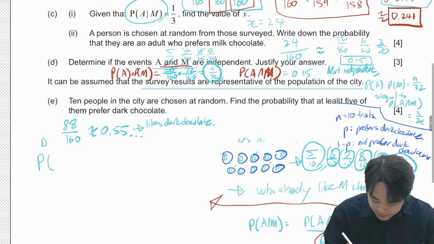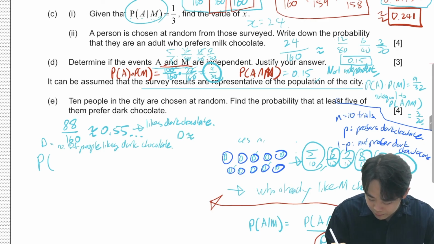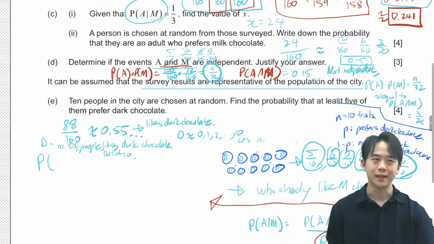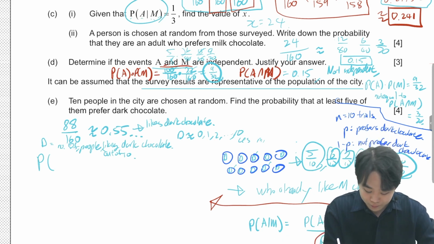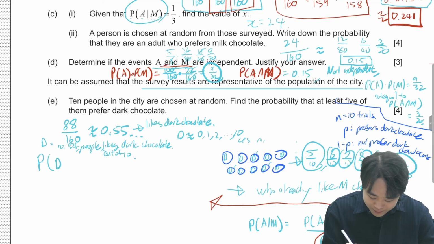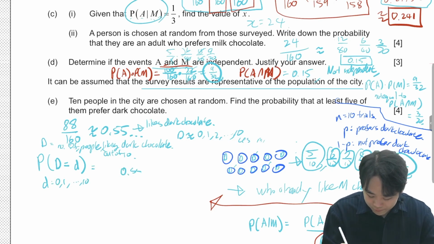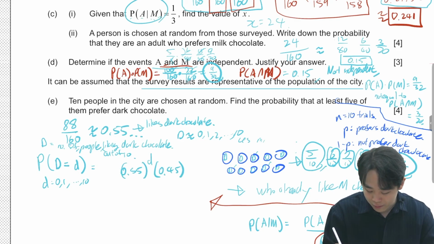So let's say D is going to be the number of people liking dark chocolate. Right? So D can be anywhere between 0, 1, 2, all the way to 10. So number of people out of 10. So if you choose 10 people, D is going to be anywhere from 0 to 10, right? So the probability that D becomes small d, where d is 0, 1, all the way to 10, can be found as 0.55 to the power of d, and then 0.45 to the power of 10 minus d.